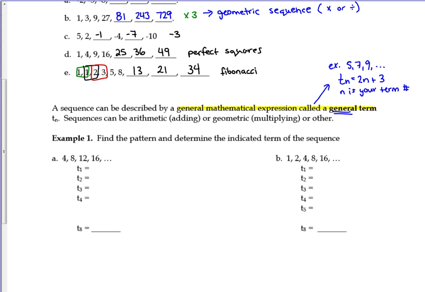So sequences can be arithmetic when we're adding something every time. For example, 2, 4, 6, 8, because you're adding 2 each time. Or geometric would be 2, 4, 8, 16, 32. What am I doing in the second one? Multiplying by 2 versus adding 2. So that's the difference between arithmetic and geometric.